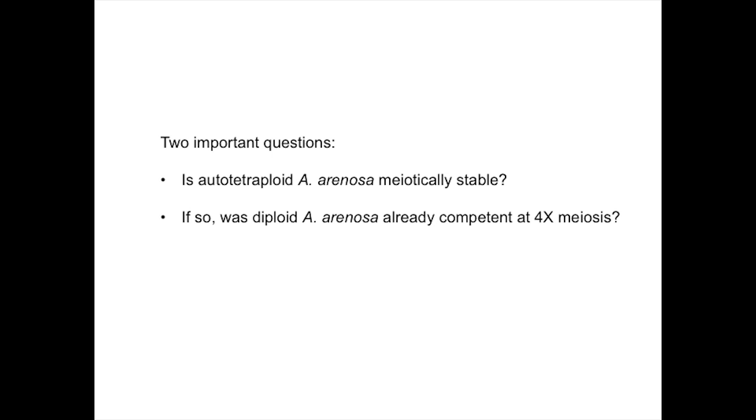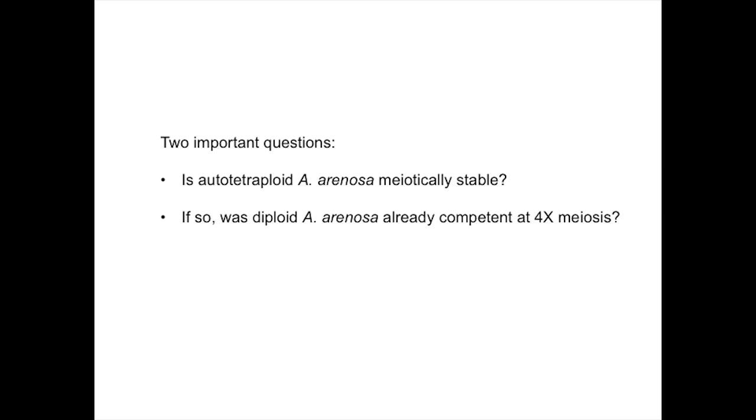So as we were starting to work on this system to try to study how you adapt meiosis to polyploidy, there were a couple questions that came up. For one thing, we need to establish that autotetraploid arenosa actually is meiotically stable. It's out there in nature, it's fertile, it's reproducing, so we think it must be, but we hadn't actually got good evidence at that point. And if so, then another important question is the diploid already good at it?